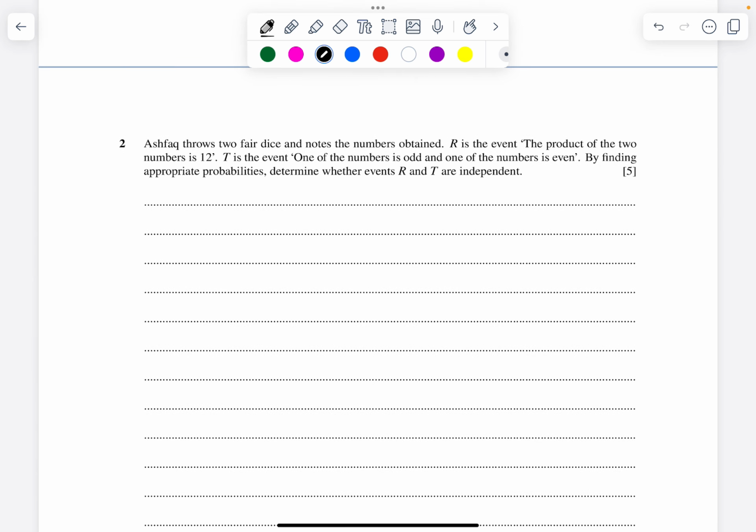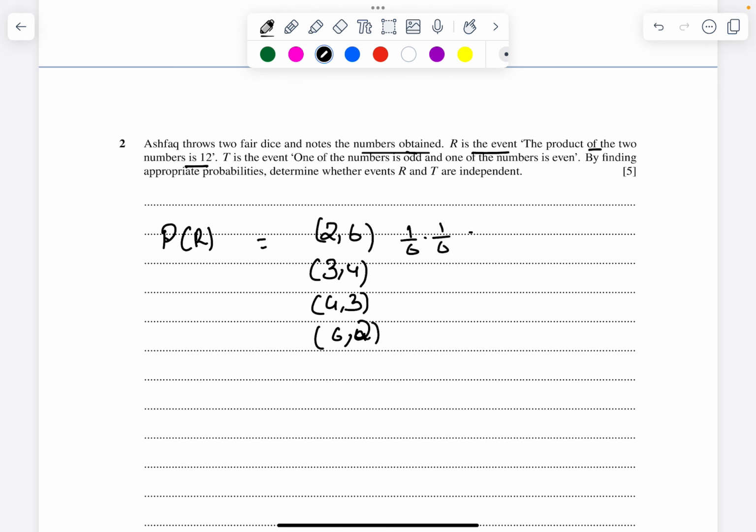Now coming to question number 2. Ashfaq throws two fair dice and notes the numbers obtained. R is the event that the product of the two numbers is 12. So the product of the two numbers is going to be 12. So what is that? 2 6, 3 4, 4 3, 6 2. So how many such options are there? Four options. So each option is going to be 1 upon 6 times 1 upon 6, which is 1 upon 36.